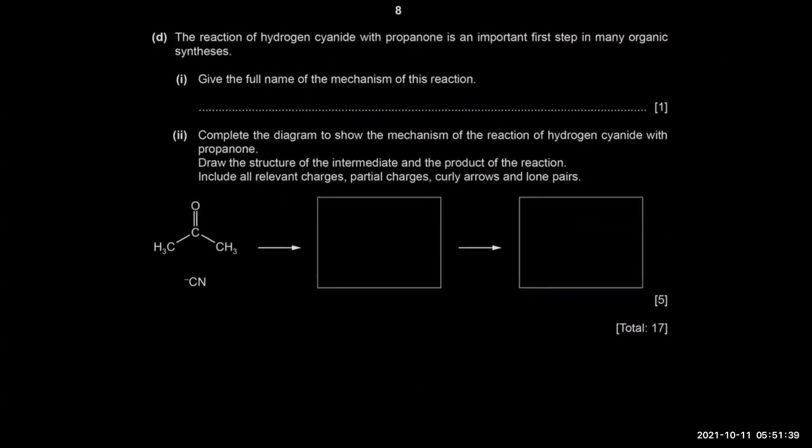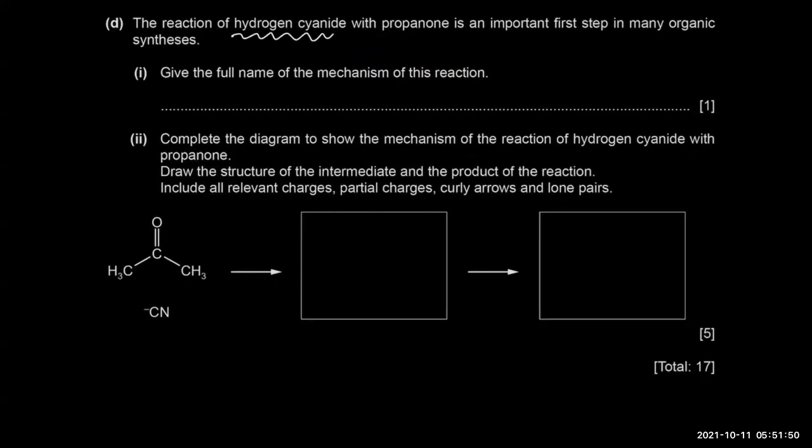The reaction of hydrogen cyanide with propanone is an important first step in many organic syntheses. Give the full name of the mechanism of this reaction. We have HCN reacting with a ketone. ये किस तरह की mechanism होती है? Anyone remember? This forms COH and CN. So this is nucleophilic addition. Right? So complete the diagram.